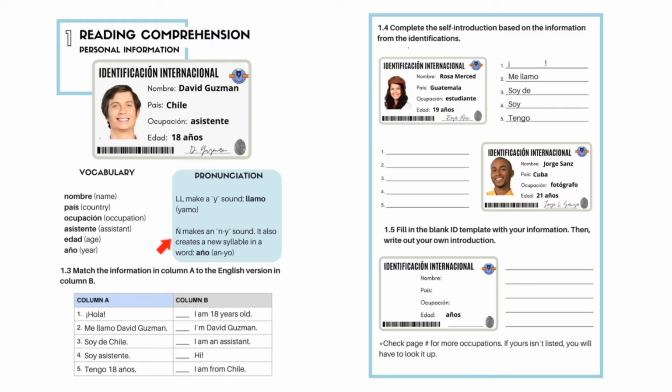This is important because this is the only accent that actually changes the sound of the letter. The rest of the accents are helpful because they show you where to put emphasis, but they don't actually change the way that you say the individual letter, whereas this one does, and we can see this as an example with año. If you don't say the NY sound, you end up saying ano, which is a word.